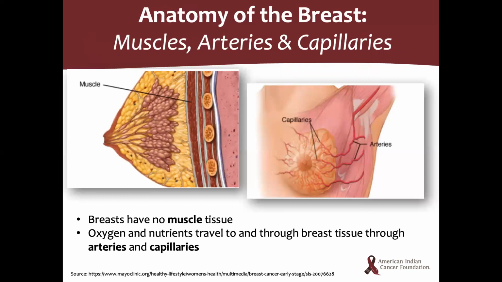Interestingly, breasts don't have any muscle tissue. The muscles lie underneath the breasts, which separate them from the ribs. Additionally, oxygen and nutrients travel to and through the breast tissue through the blood and arteries in the capillaries, which are thin, fragile blood vessels.